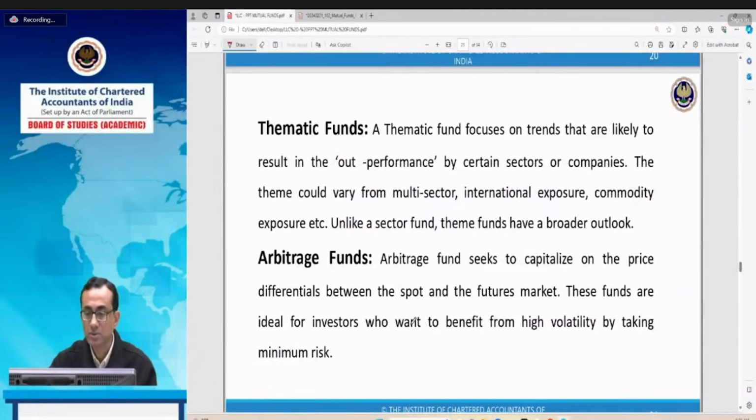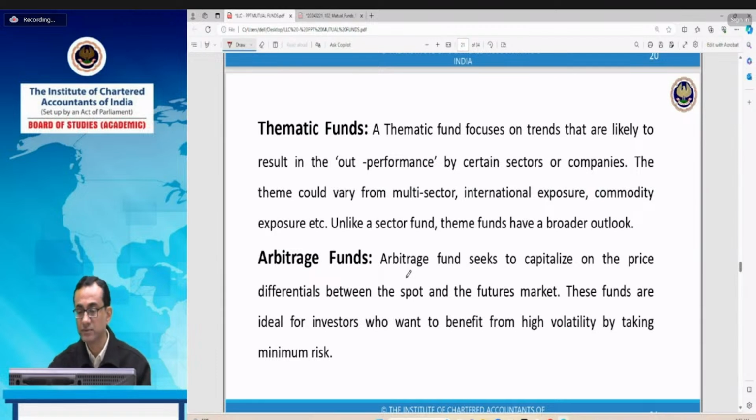Now come to thematic funds. One of the students was asking about it. Now I will come to thematic funds, and I will differentiate it from sectoral funds, so that these two concepts are clear to you. So just let us read it, and then I will explain it.